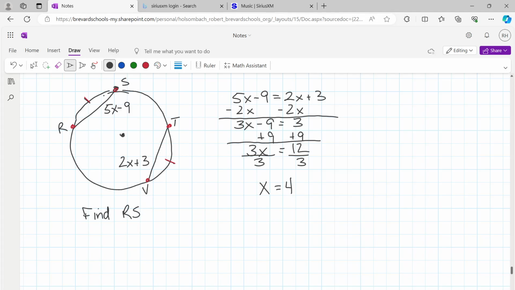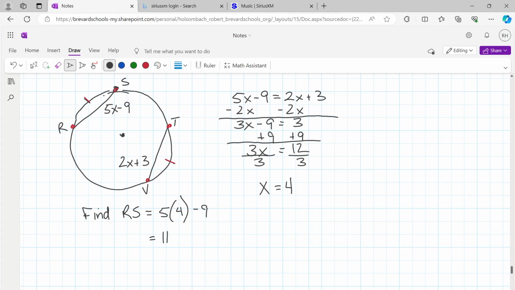But if we need to find RS, then our RS is equal to 5 times 4 minus 9. So RS is equal to 20 minus 9, which is 11. RS is equal to 11. Any questions? Pretty straightforward, huh?